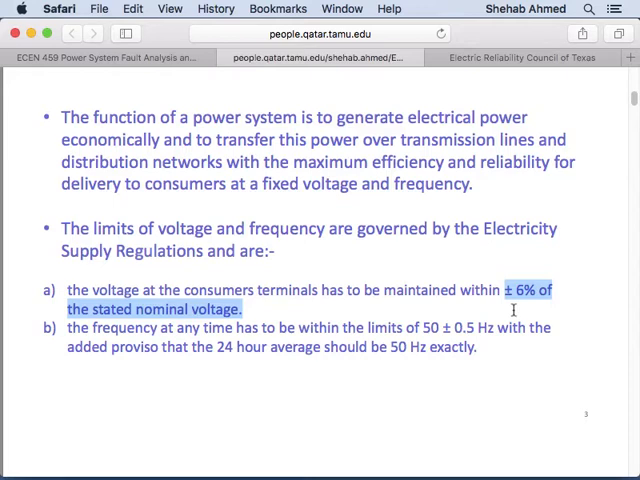So if you're talking about single-phase voltage, the line to neutral voltage is the 480 volt divided by square root of 3. And we will review three-phase for those who need a refresher in three-phase. So we will do that as well. This voltage has to be within certain limits, right?